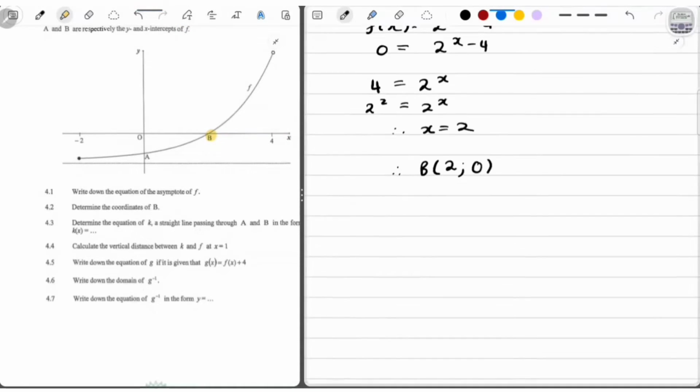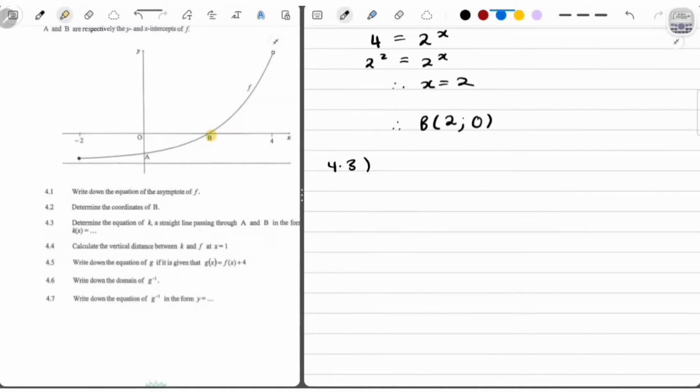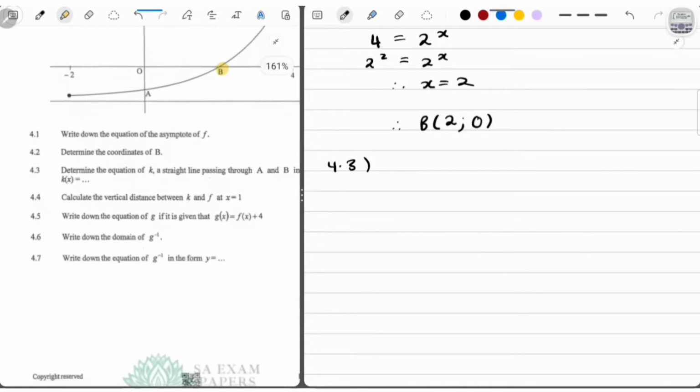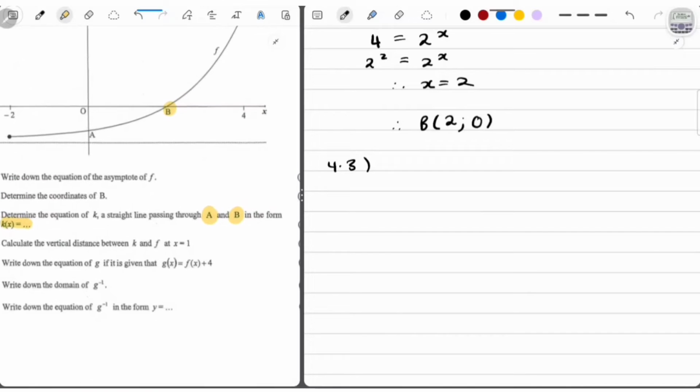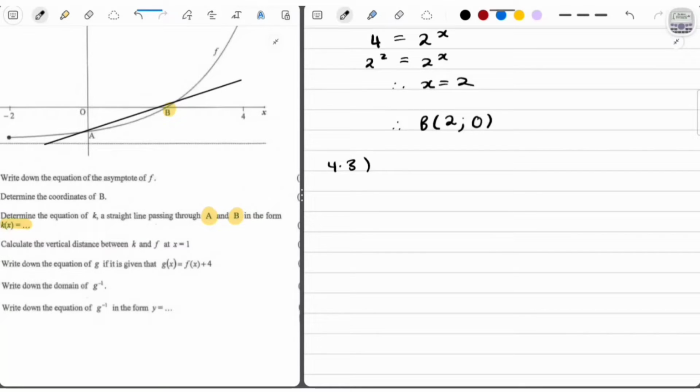Moving on to the next question, 4.3. 4.3 says, determine the equation of k, which is a straight line passing through A and B, in the form of k of x is equal to that. Very simple. It's just a straight line passing through A and B. So to find the equation of the line, you just have to find the gradient of that line, and you need at least 1 point. To find the gradient of a line, you need 2 points by default.